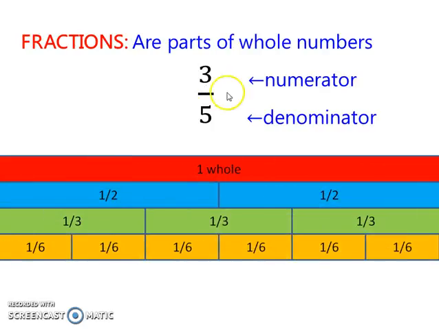So basically what's happening is this numerator is always being divided by the denominator. When you think of the fraction 1/2, you've got 1 whole divided by 2. So the line, the bar in the middle of the fraction, means divided by.